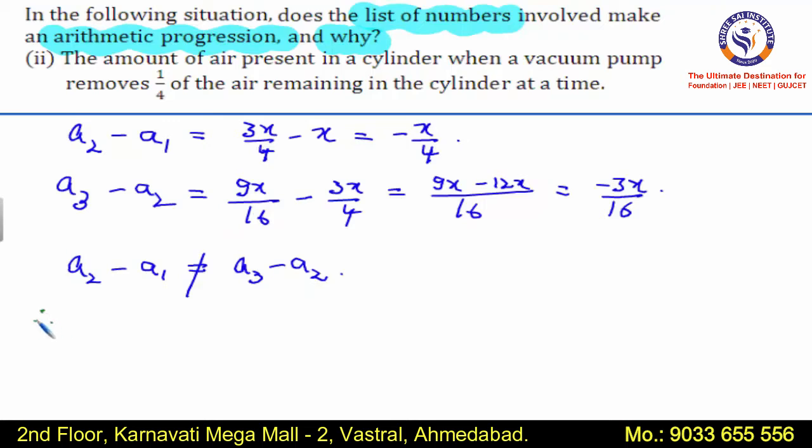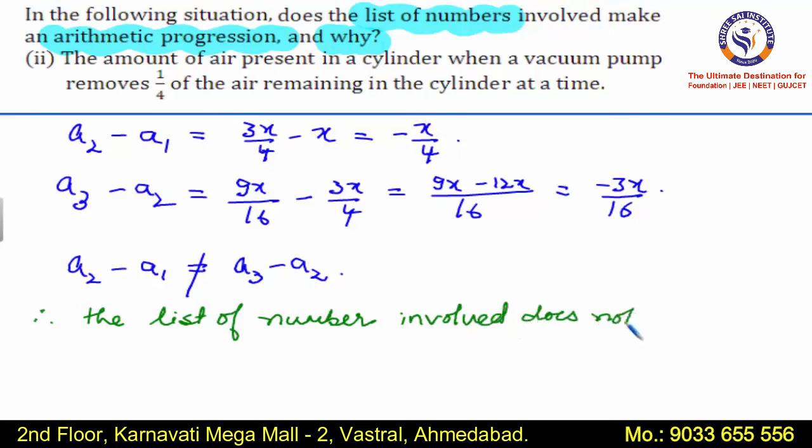Therefore, the list of numbers involved does not form an AP. This completes the solution.